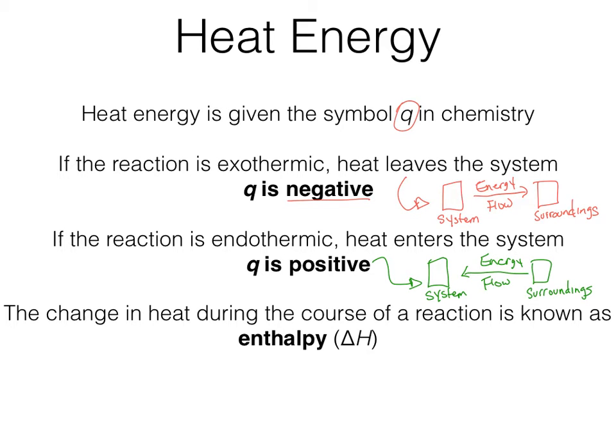Now, for some reason in chemistry, we don't really talk about heat. We don't give it the name heat. Instead, we call it enthalpy. The change in heat during the course of the reaction is known as enthalpy, given the symbol delta H. So this is the heat final minus the heat initial, which is going to be your change in enthalpy.